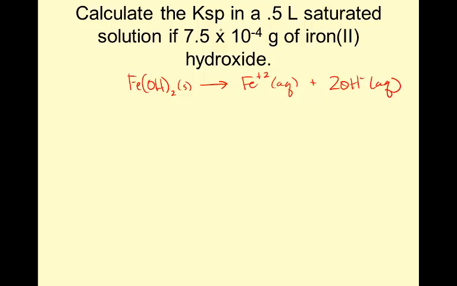All right, what do we know? Oh, we're trying to find KSP. So let's write the KSP expression. Take the iron ion concentration, multiply it by the hydroxide ion concentration, but wait, there's a coefficient of 2, so we got to square that.